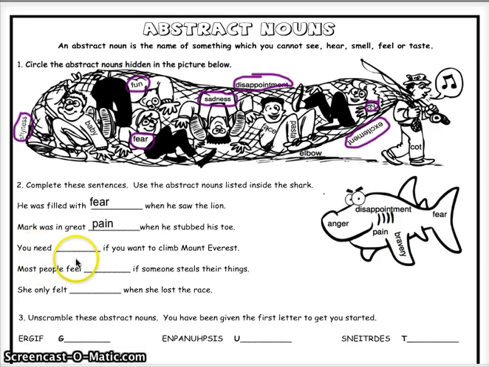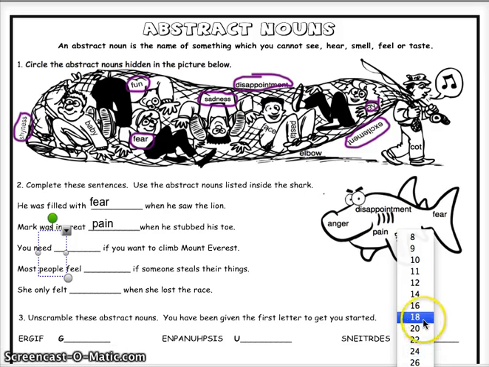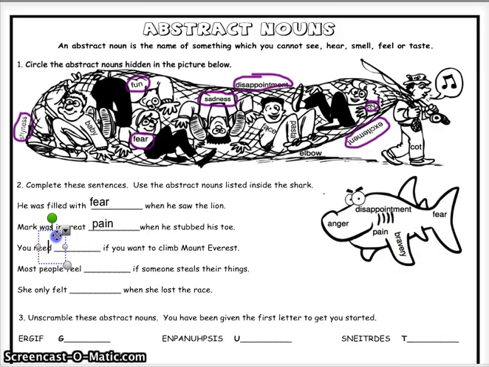All right, let's look at this one. You need blank if you want to climb Mount Everest. If I'm climbing Mount Everest, will I be angry, disappointed, or brave? I would definitely be brave because that's a very tall mountain. So we'll put brave there as our abstract noun. Remember, abstract nouns are things that you cannot see, hear, smell, touch, or taste.